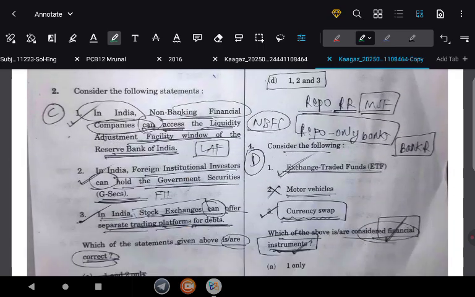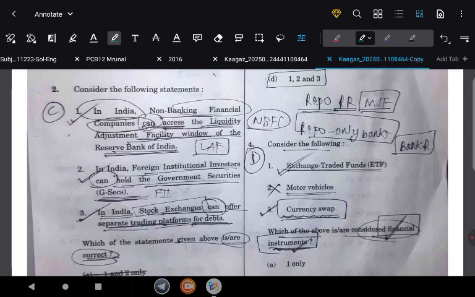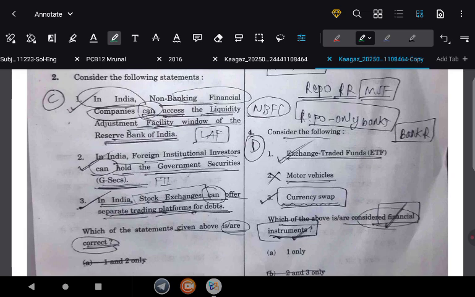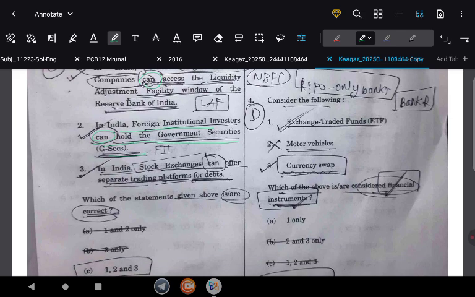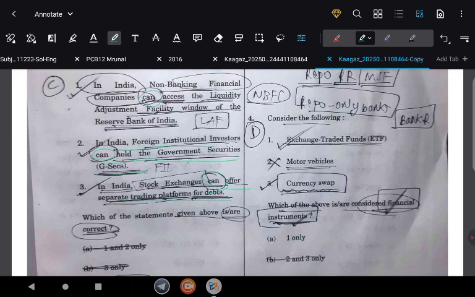The second question we will see is related to NBFCs. In India, NBFCs can access the liquidity adjustment facility window of RBI. The second statement, in India, foreign institutional investors can hold government securities. As you can see, I have circled the word can over here. And thirdly, in India, stock exchanges can offer a separate trading platform for debt.